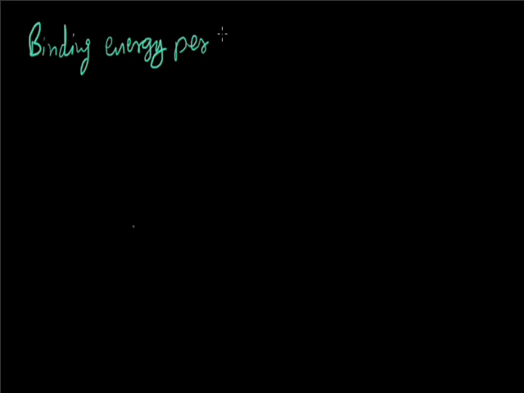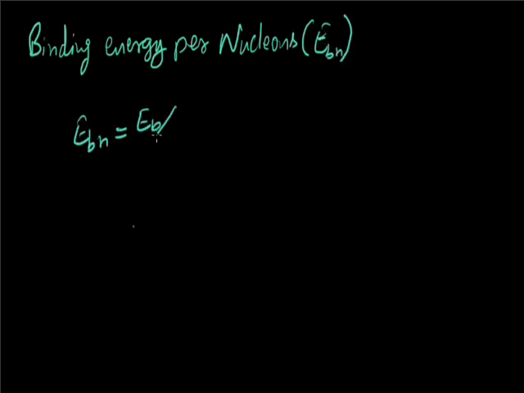Per nucleon, it will be denoted by EBN, equal to the binding energy divided by A, that is, the mass number. A is nothing but the total number of protons and neutrons present in a nucleus.